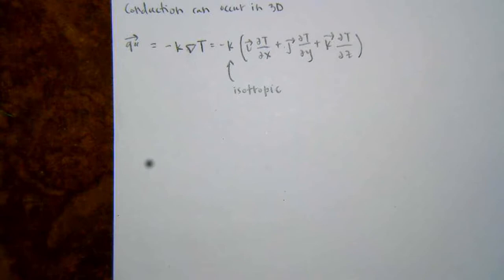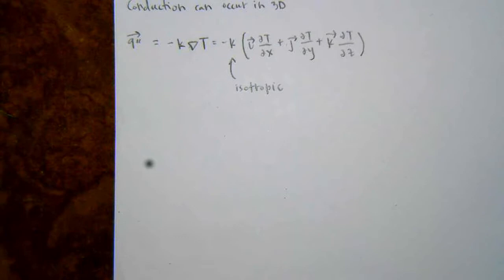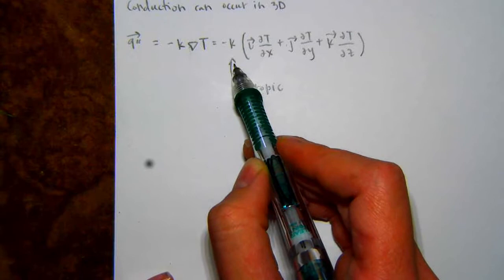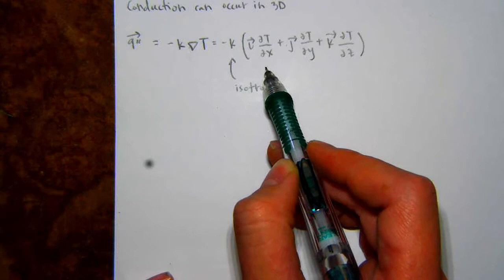So the form of Fourier's law that we had before, or of the heat flux that we had before, was just this first part, because we were assuming the problem was only one dimensional. So we could cancel out, there's no heat transfer in the Y or Z directions. So we just have the flux is equal to negative K dT/dx. And then you could do the same with the Y and Z components.